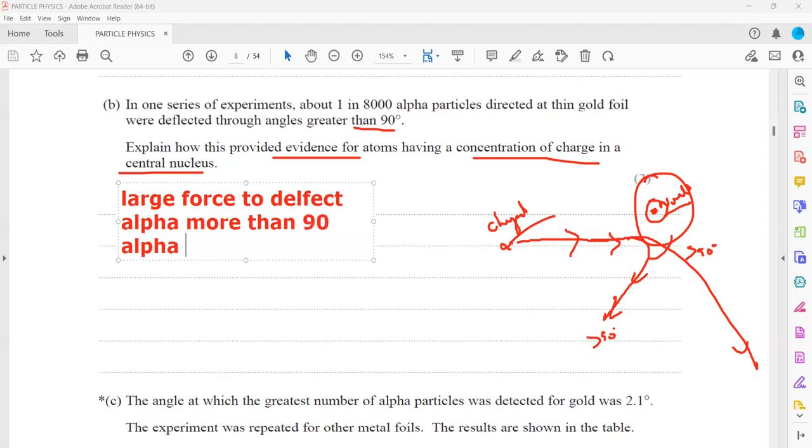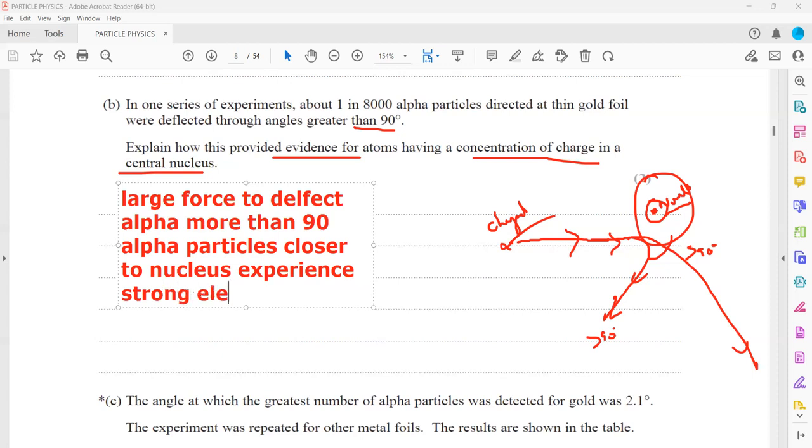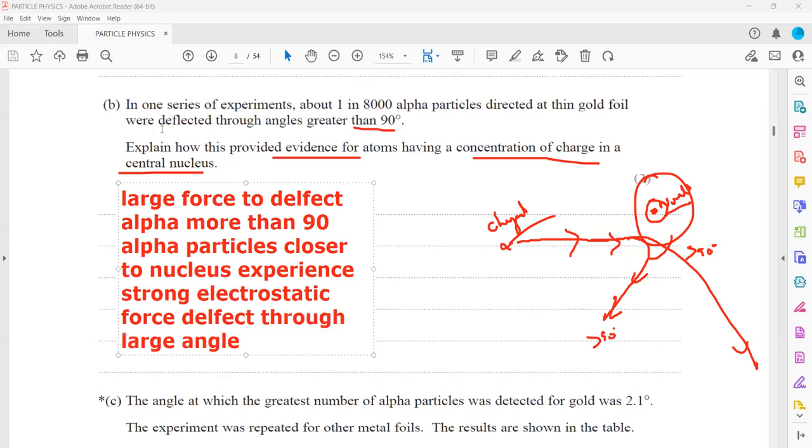So alpha particles which are closer to the nucleus experience a strong electrostatic force and are deflected through a large angle. One mark is for mentioning that for the deviation to be large, we need a strong force. The second mark is that the nucleus must be charged, or the electrostatic force must be strong, because between charges there's an electrostatic force. So a strong electrostatic force can cause this deviation.